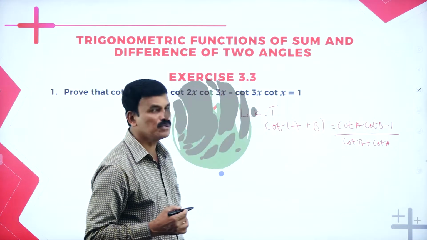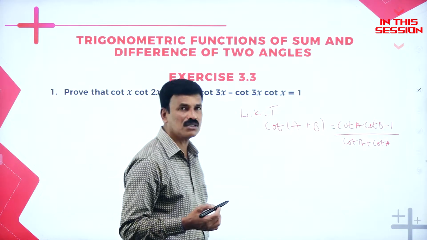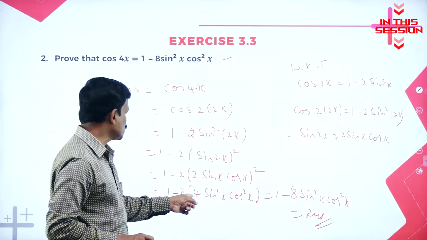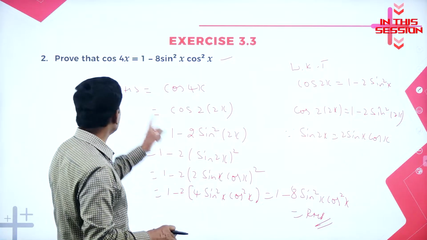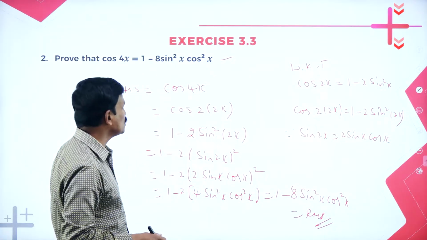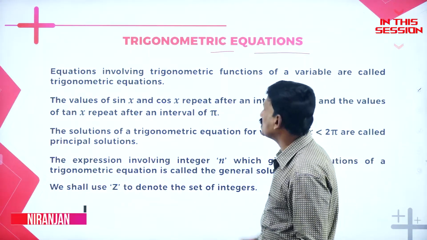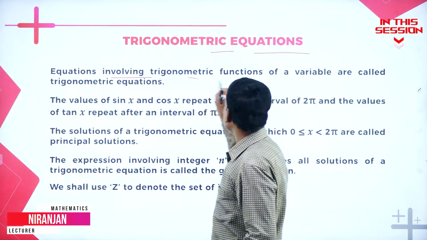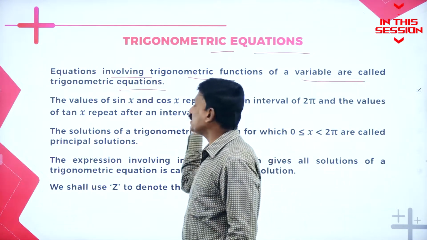cot of A plus B is equal to cot A cot B minus 1 divided by cot B plus cot A. Okay, 2 square is 4, sine square x cos square x, multiplied 2 into 4 is 8. So the required answer is 1 minus 8 sine square x into cos square x. That's it. What is this trigonometric equation? Equations involving trigonometric functions of variables are called trigonometric equations.